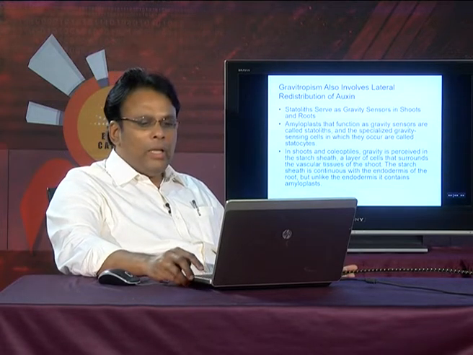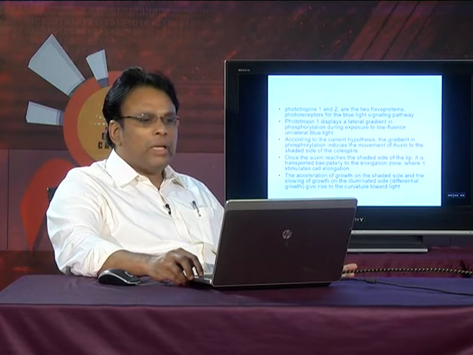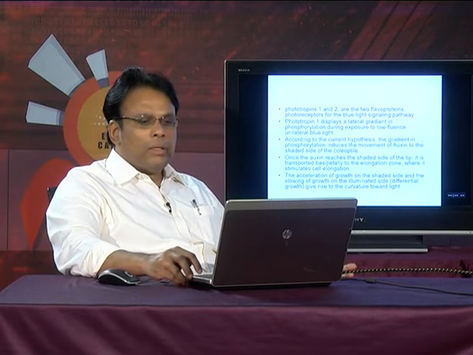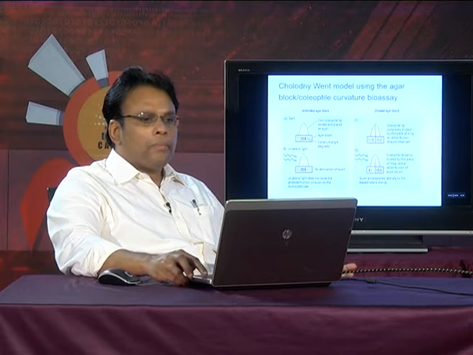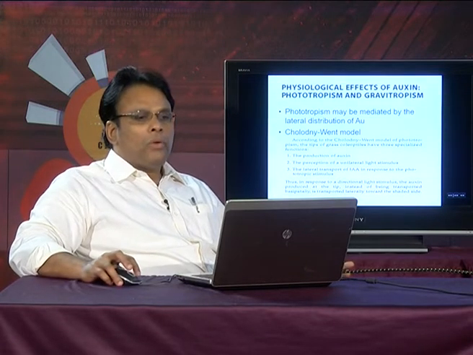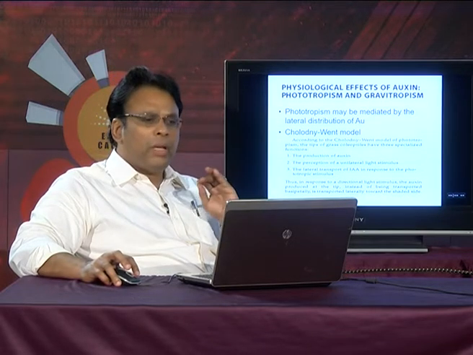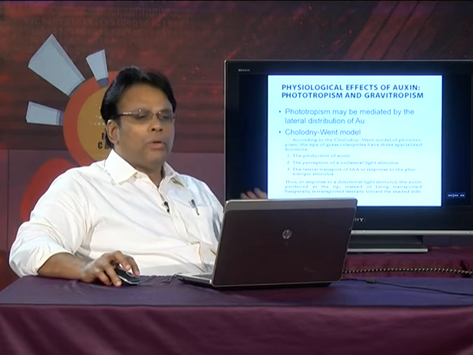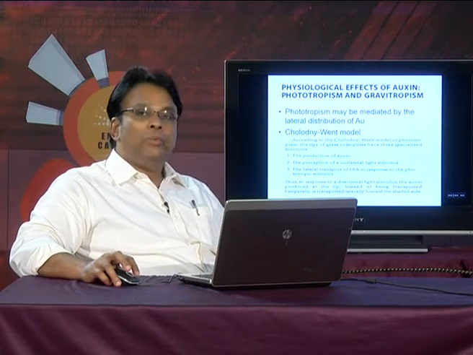If light is falling towards this side, the auxin migrates to the opposite side. And accordingly you can see that there are some experiments which clearly tell you that phototropism is mediated by lateral distribution of auxin. So this experiment had made it very clear that phototropism is the result of the lateral distribution of auxin.